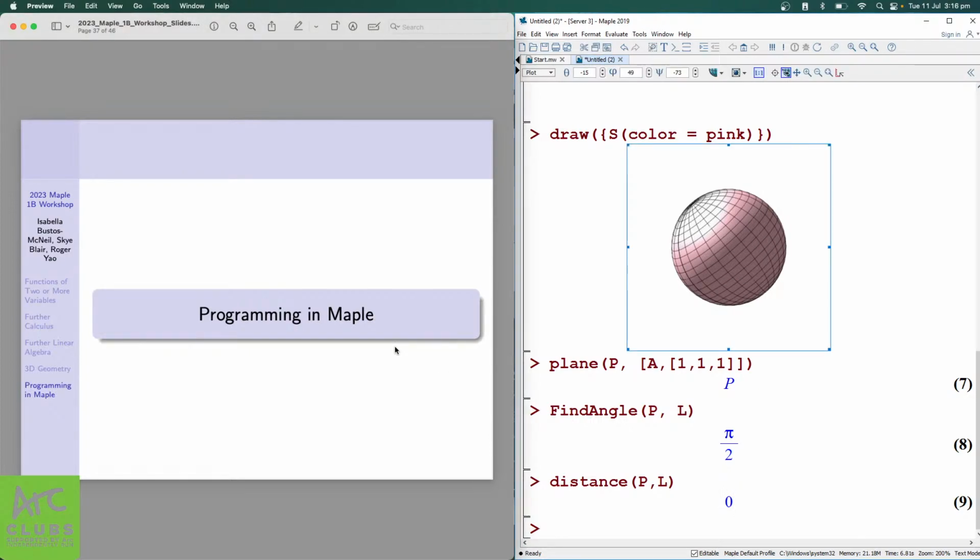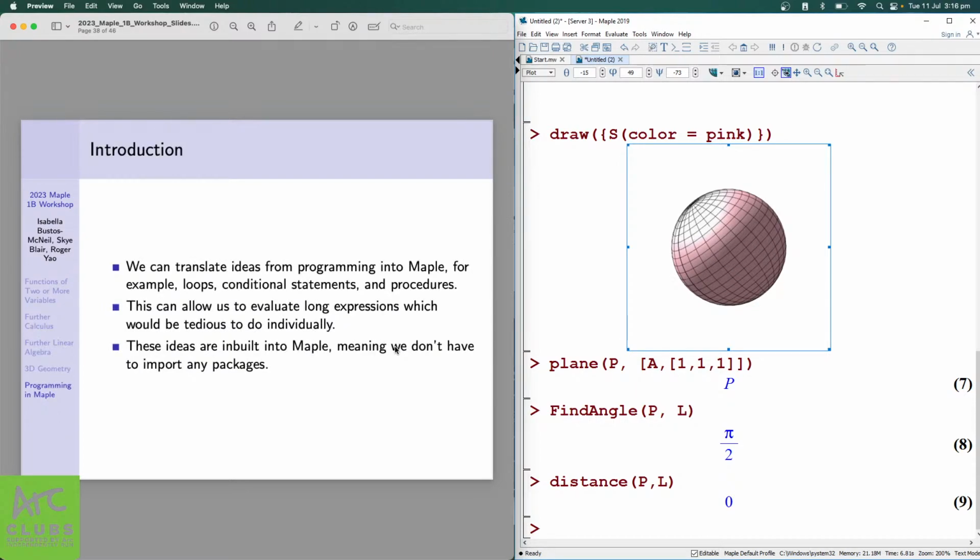The final section of today's talk will be about programming in Maple. Now, the whole idea of this topic is that we can translate ideas from programming into Maple, for example, loops, conditional statements, and procedures. The advantage of this is that it allows us to evaluate long expressions which would be tedious to do individually. These ideas are inbuilt into Maple, meaning we don't have to import any packages.